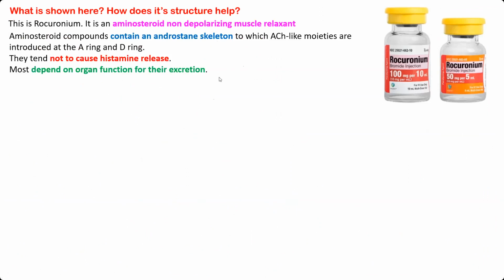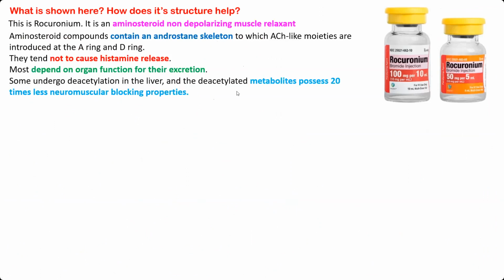Most are dependent on organ function for excretion and undergo de-acylation in the liver, but the metabolite possesses 20 times less neuromuscular blocking properties.